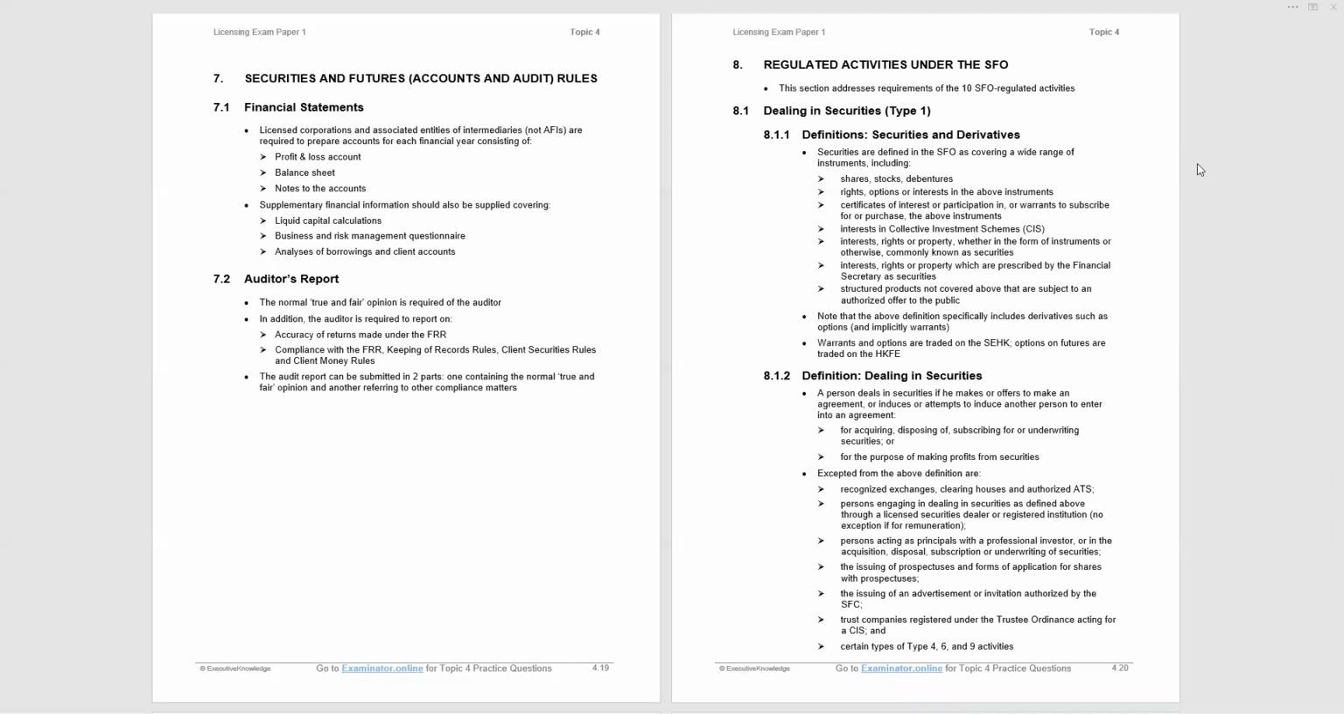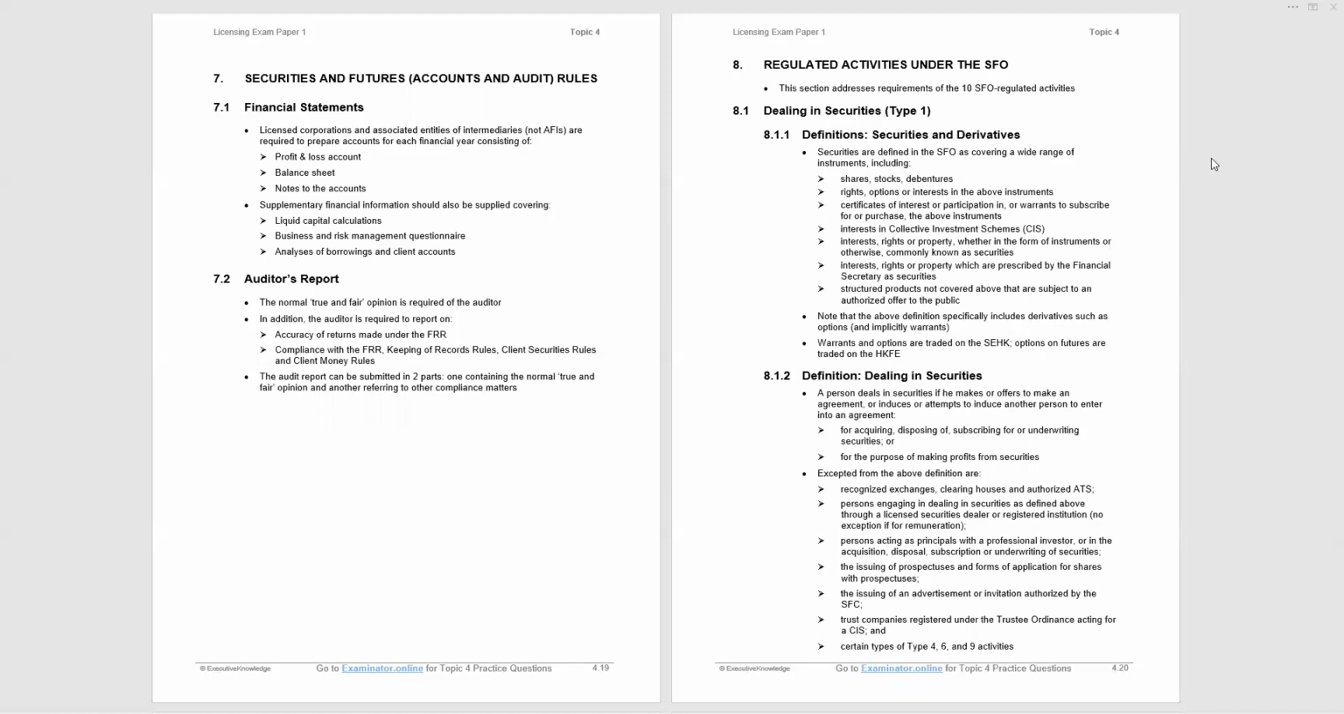An auditor should give the normal, true and fair opinion with regard to the accounts of the licensed corporation, but also give an opinion on the applicability of the financial resource rules, keeping record rules, client security rules, and client money rules. Accounts and audit rules are not regularly examined, but the other rules, especially the first 3, financial resources, client securities, client money, often can appear in the exam.